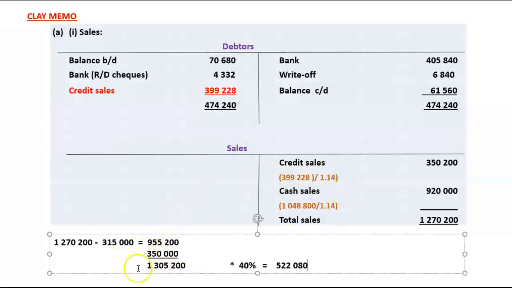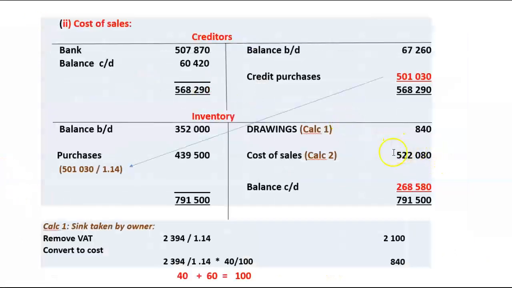If I have all my sales figures now converted into a normal sales figure, it would have been 1,305,200 and not the actual 1,270,200. So my cost of sales, I can only work out on a normal figure of 1,305,200, and therefore I'm going to apply my profit formula of 40% to the 1,305,200, which gives us cost of sales of 522,080. So where does cost of sales feature? I debit the cost of sales account in the income statement, the expense account, and I credit my inventory account with 522,080.